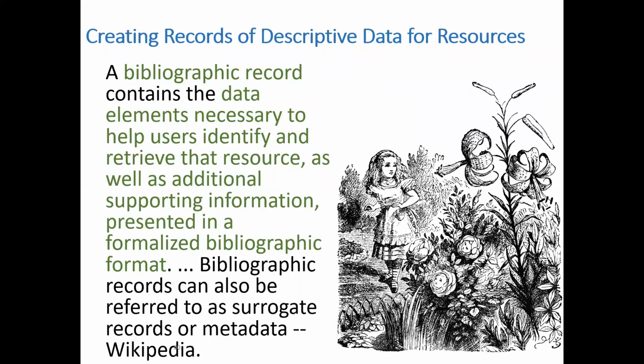So a bibliographic record contains the data elements necessary to help our users identify and retrieve a resource, as well as additional supporting information presented in a formalized bibliographic format. This is from Wikipedia. This gets right to our user task, right? A bibliographic record contains the data elements, and that's what we're about to look at next, our data elements necessary to help our users identify and retrieve, there's those verb or user task, that resource.